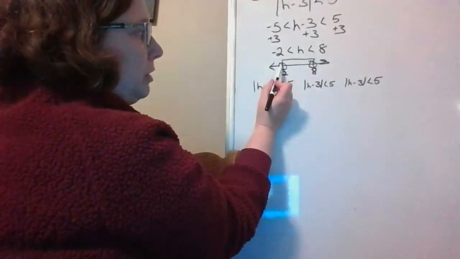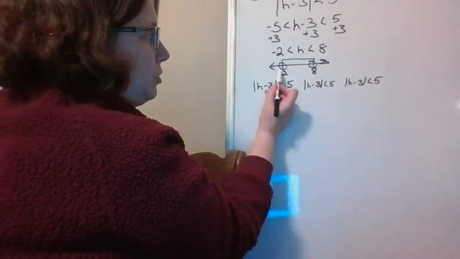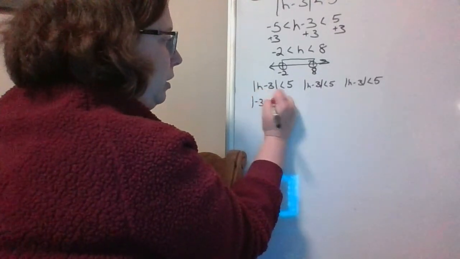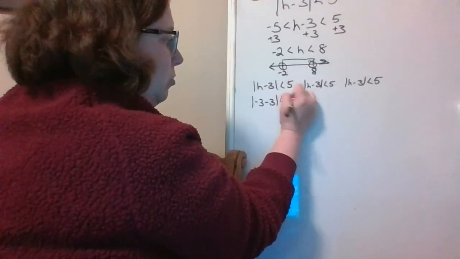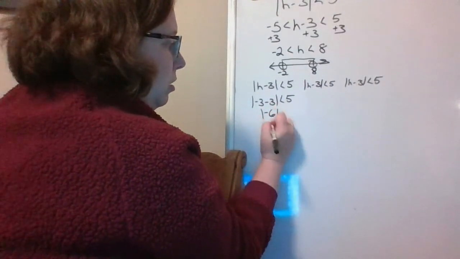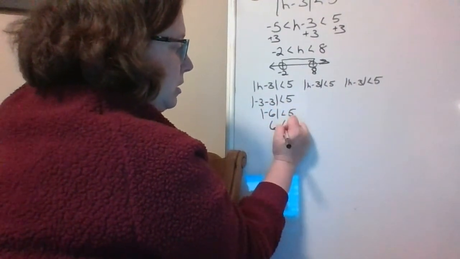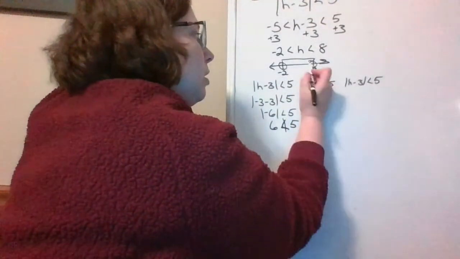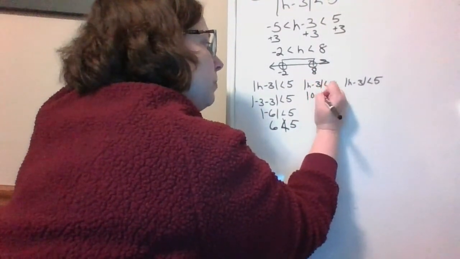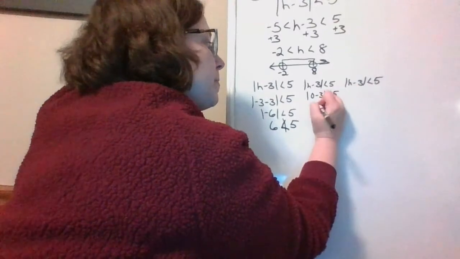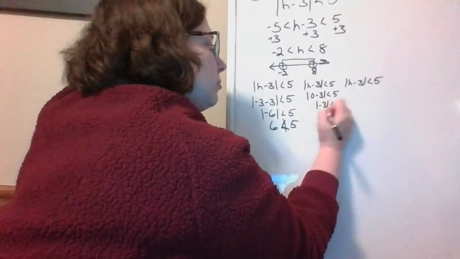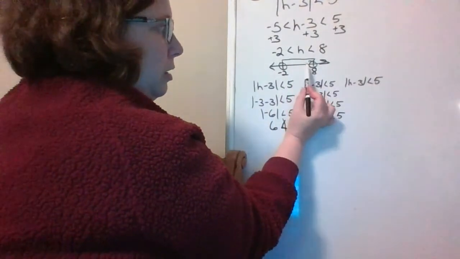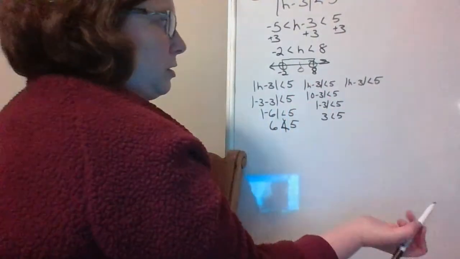So I'm going to pick something that's less than -2. This one should not work. I'm going to pick -3 here, which should not work. And we get 6 is less than 5, which is not true, so that's good. We can use 0 in the middle. We get 3 is less than 5, that is true. That's in our graphed area, so that's good.